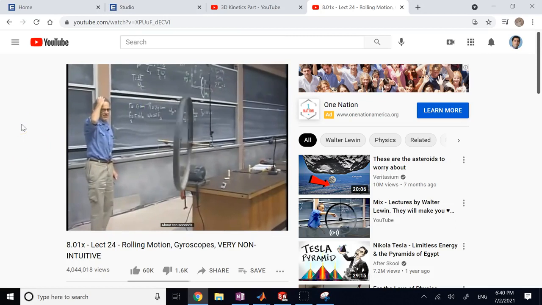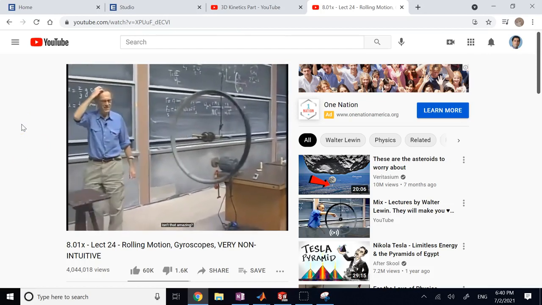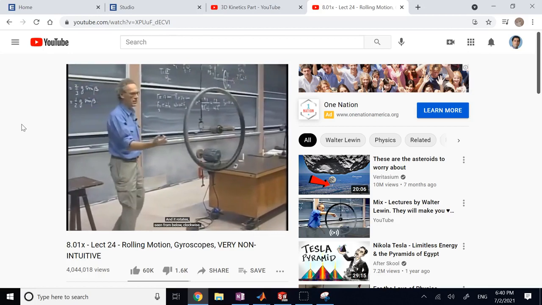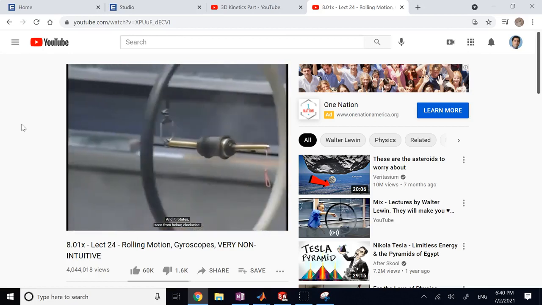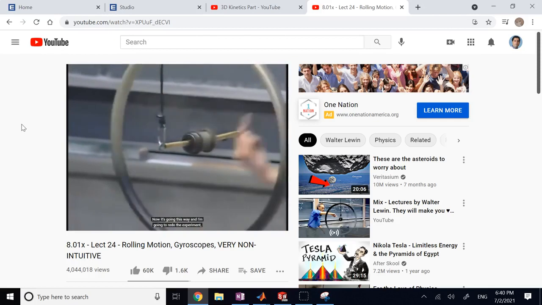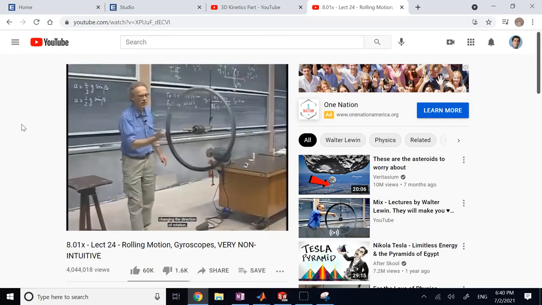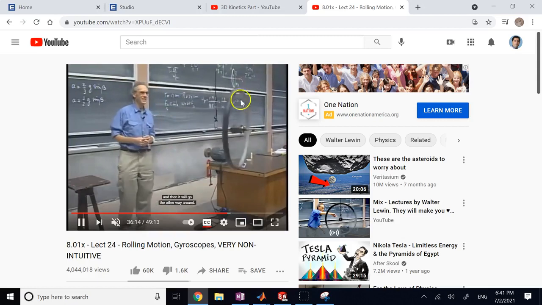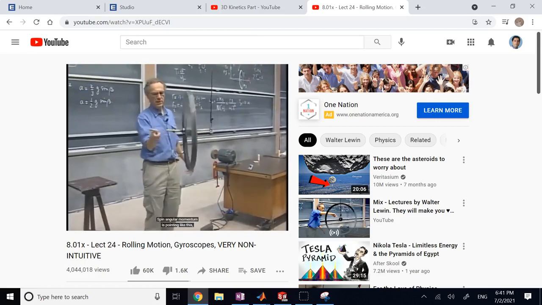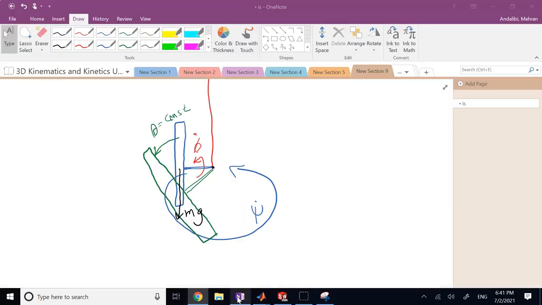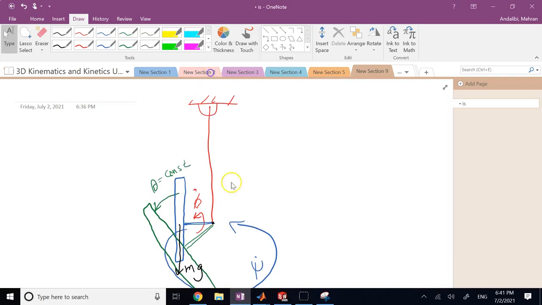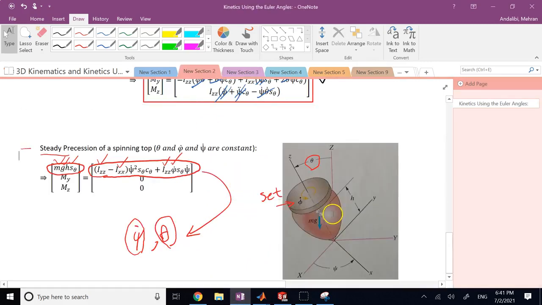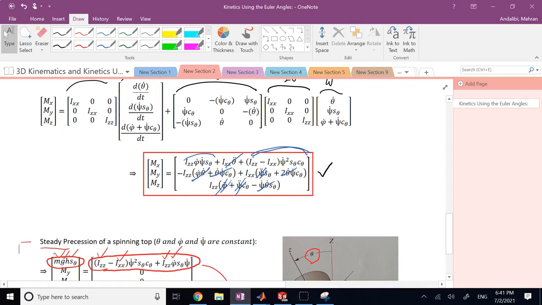Here. You clearly see that it is spinning. It is keeping its theta angle at a constant number. And it is also spinning about the cable, which is your precession. And all of that is because of the original spin of the wheel. Okay, so that is the gyroscopic effect. Very interesting. And that is, to a good extent, what we have discussed here, right?